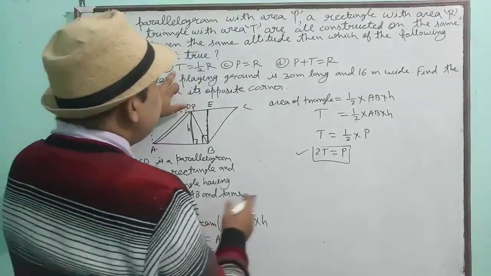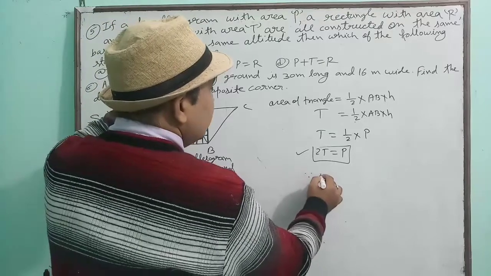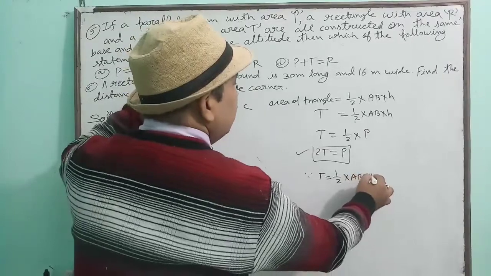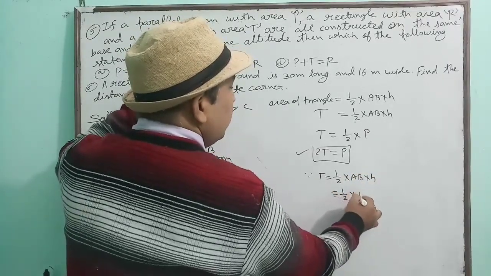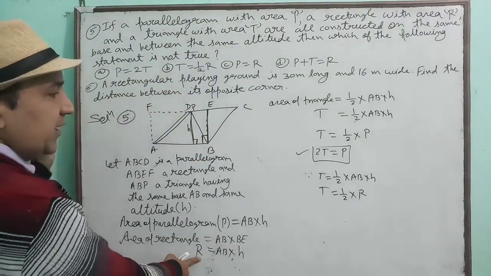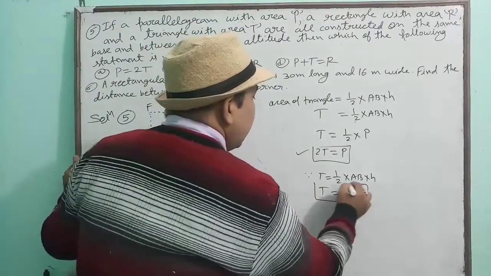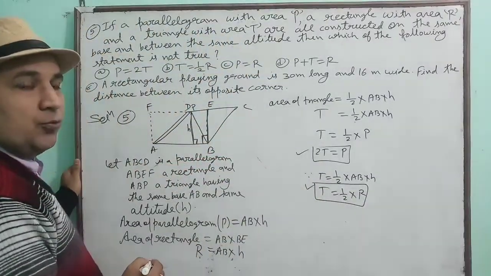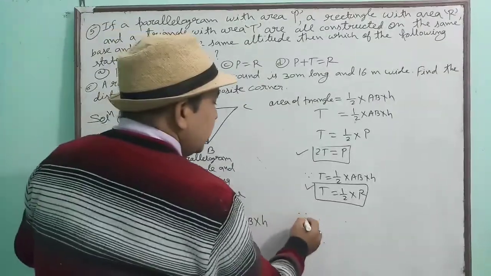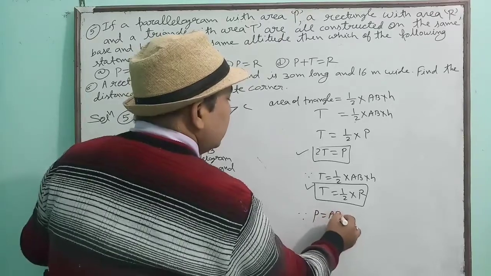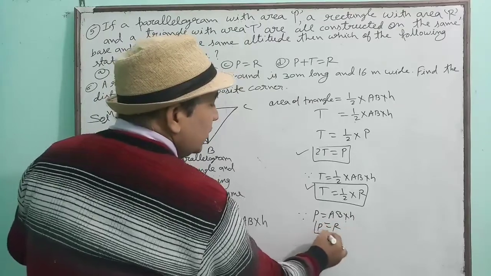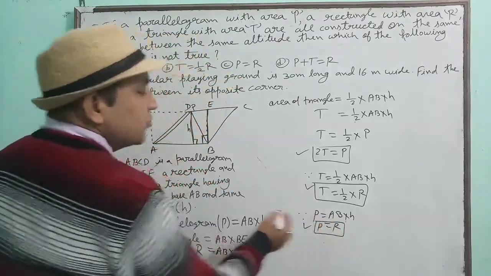Second option, T is equal to 1 by 2 R. Since T is equal to 1 by 2 into AB into H, it is 1 by 2 into R, because AB into H is the area of the rectangle also. So the second statement is also true. Now check the third one, P is equal to R. Since P is equal to AB into H, and AB into H is equal to R also, that means P equal to R is also correct.